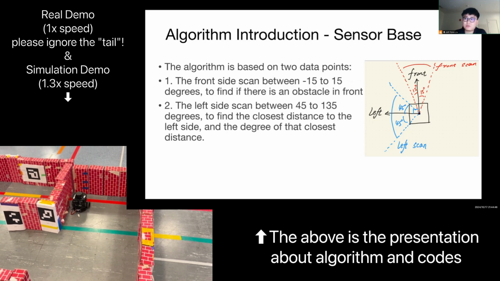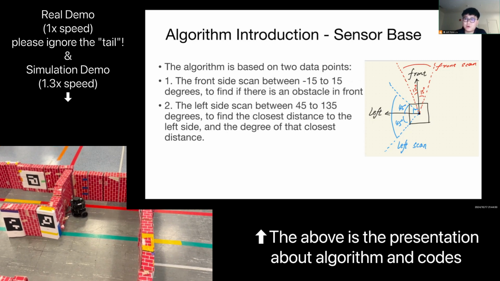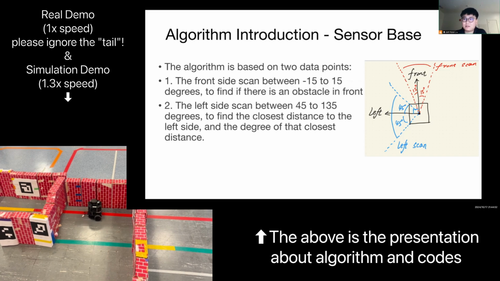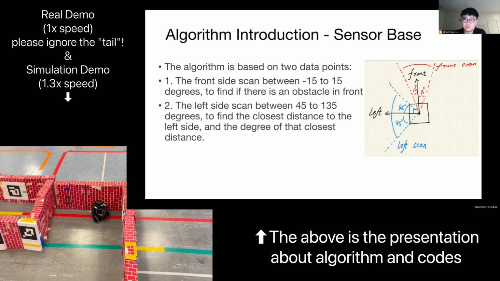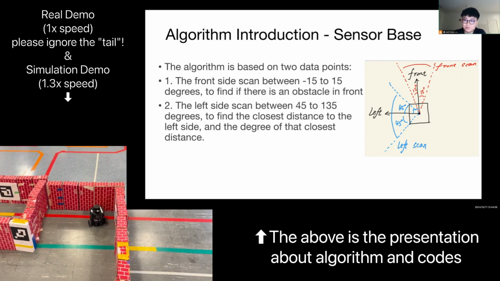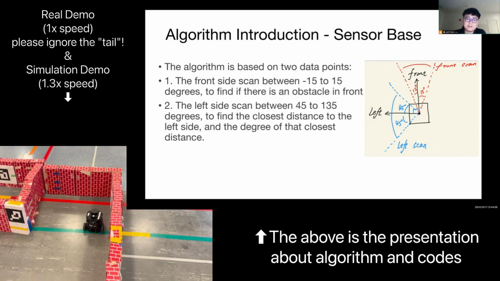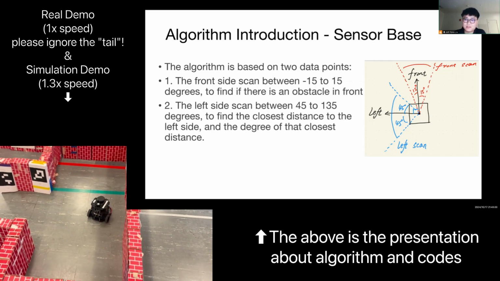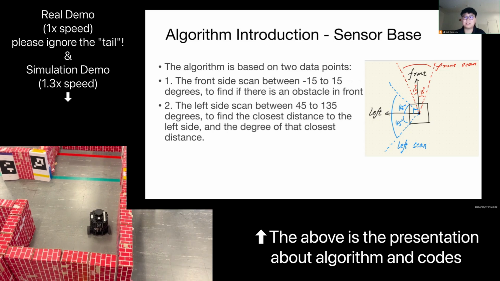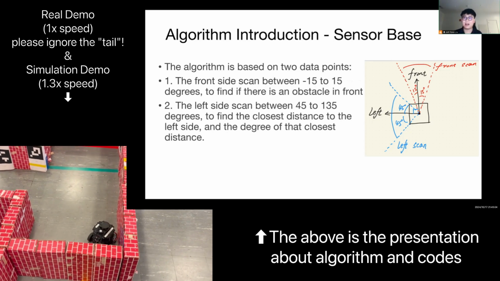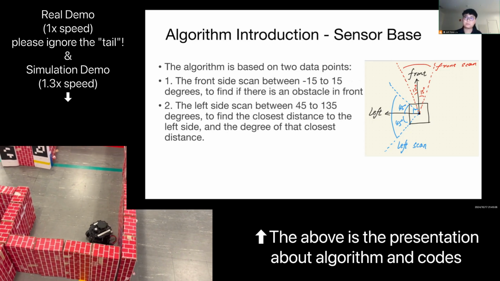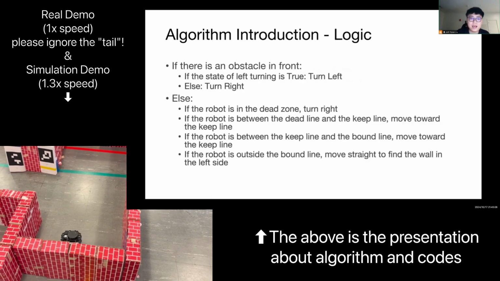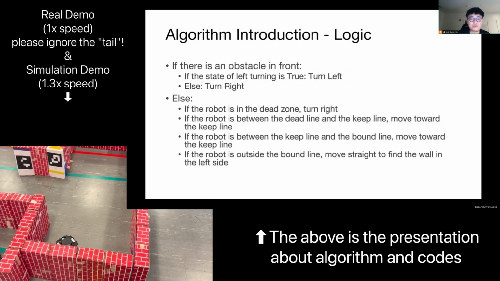In my algorithm, I use two sensors. The first one is the front sensor. It scans from negative 15 degrees to positive 15 degrees, and another is the left side sensor to scan the closest distance at the left side, and that distance is direction. I will introduce my logic later.